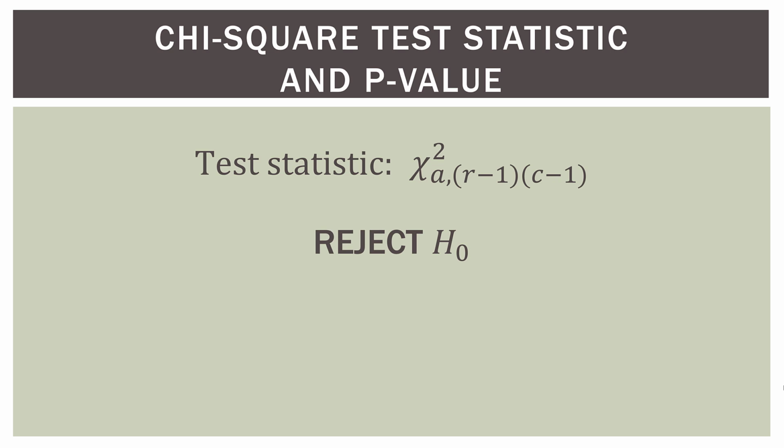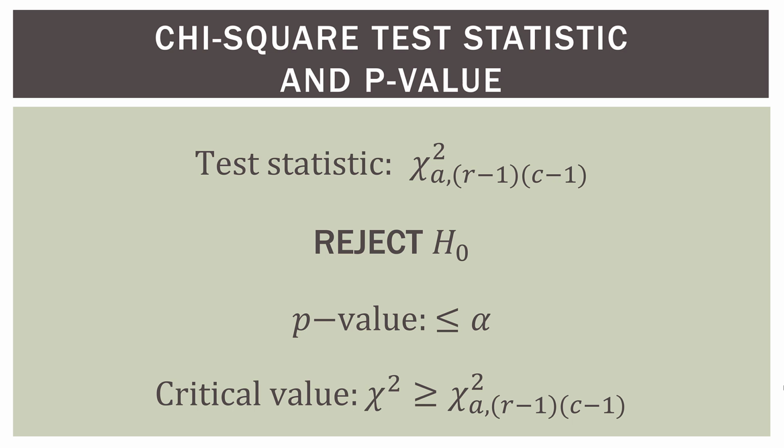So we reject our null hypothesis if our p-value is less than or equal to our alpha. So we've done this before in statistics countless times. So if our alpha is 0.05, we do the chi-square test, and that comes out to be less than or equal to 0.05, then we would reject our null hypothesis.